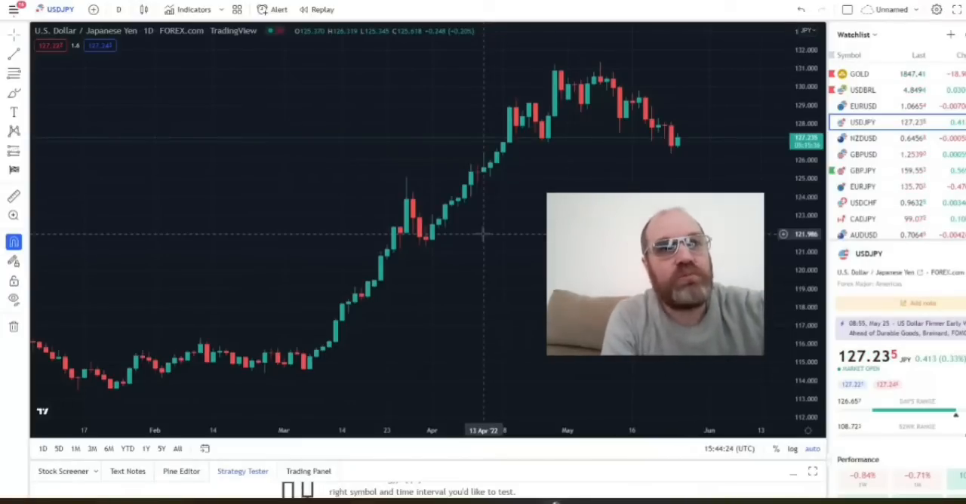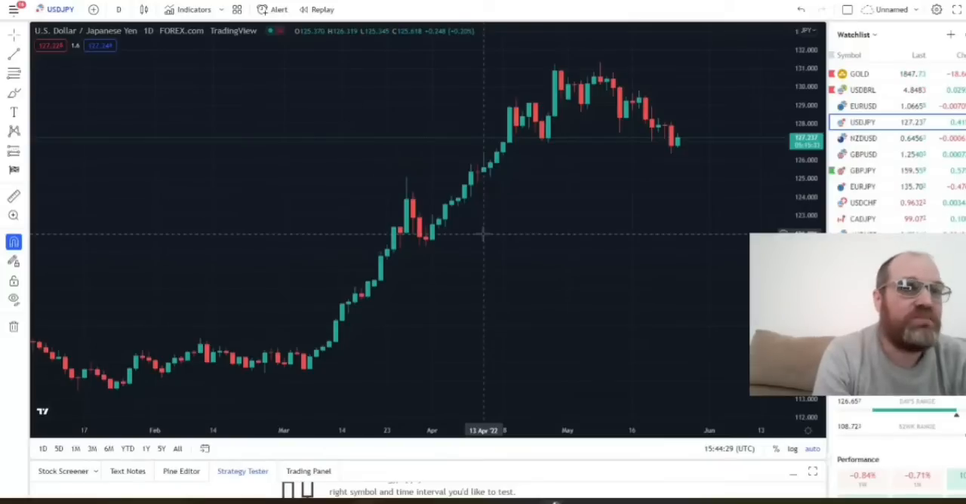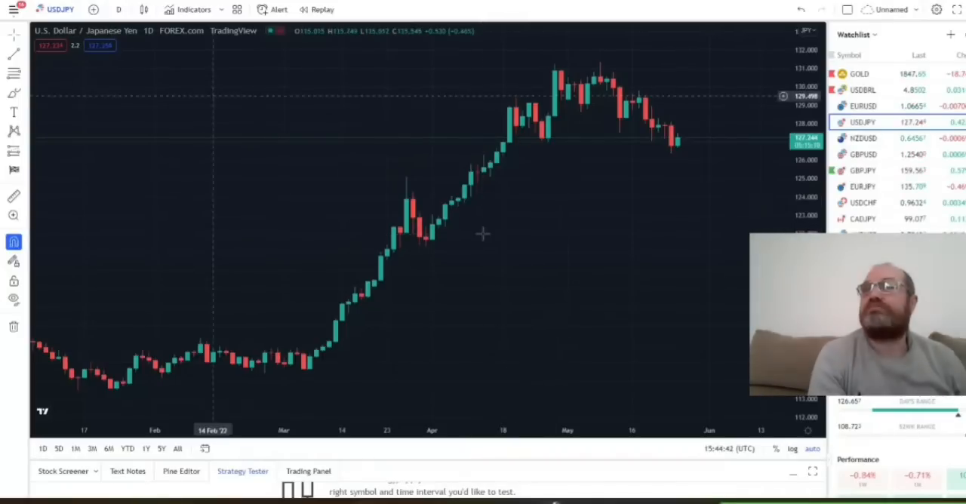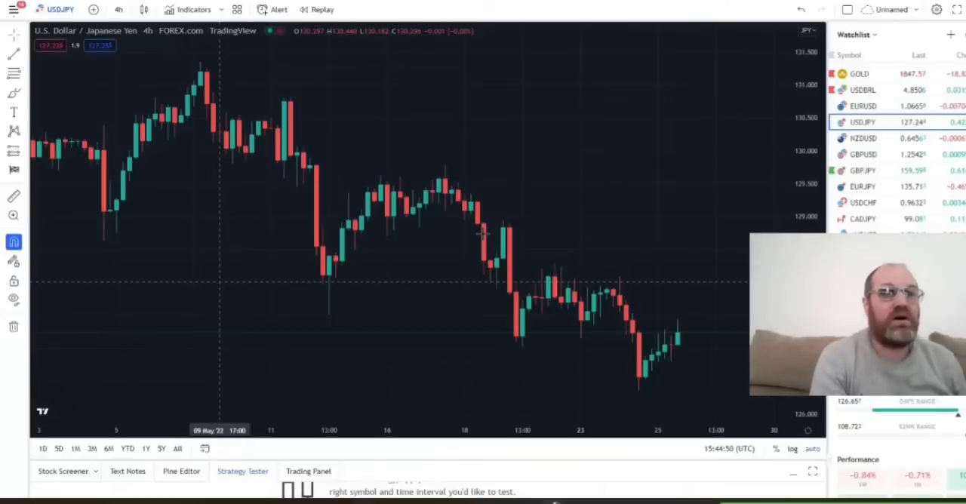Okay, so first, this is dollar against Japanese yen. The reason I choose this one is because it's a perfect one for trend trading, because it's always super trending. So I'll show you. First we need to indicate a trend. Often it's good to look at a higher time frame, like 4 hours, to make this.